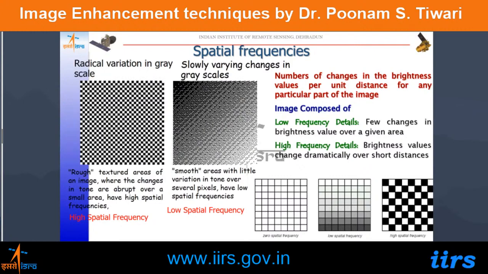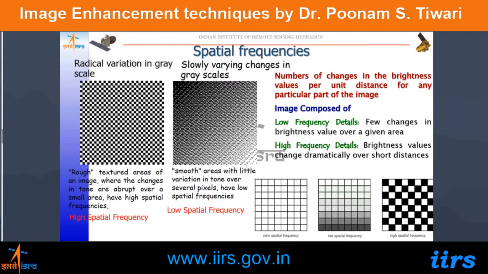Now coming to the next part of the presentation, that is spatial enhancement. Before going into spatial enhancement, we should also try to understand what spatial frequency is. Spatial frequency refers to radical variation in the grayscale. So if in an image or in an area the pixel values are abruptly changing, then in such an area we say that the spatial frequency is high.